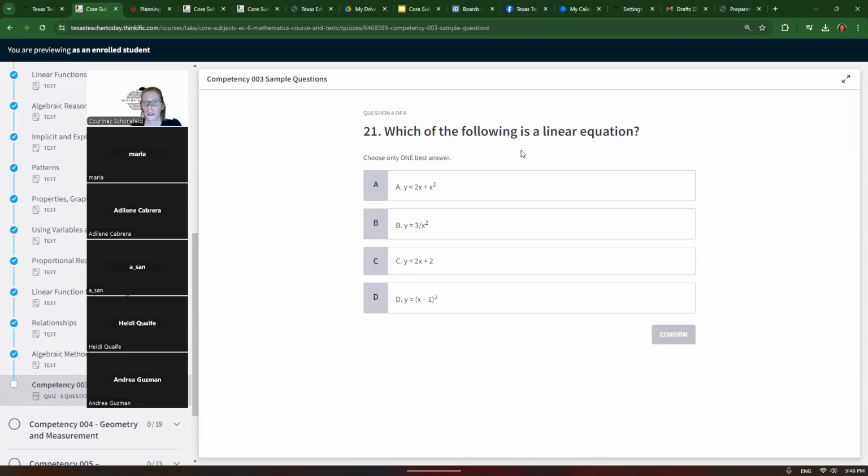Which of the following is a linear equation? So this one will be really easy if you remember what we talked about a little bit ago. C, good. Because it's the only one without an exponent, right? So you guys are getting that right. That's good.